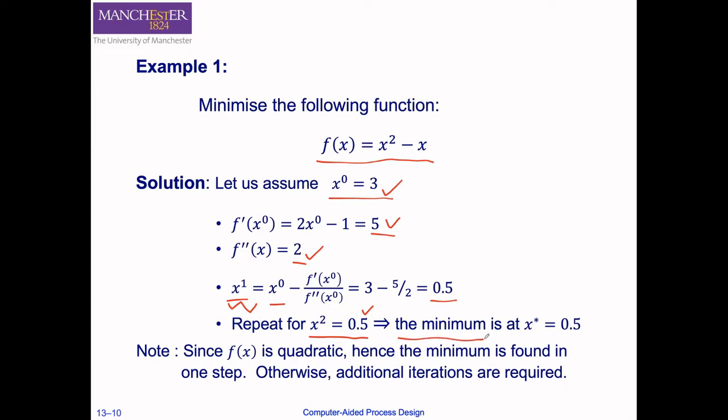Then we will see the minimum is at x is equal to 0.5. From this, we can see we find the minimum in one iteration. This is because this function f(x) is quadratic. If the function is not quadratic, then we may need additional iterations to find the minimum.